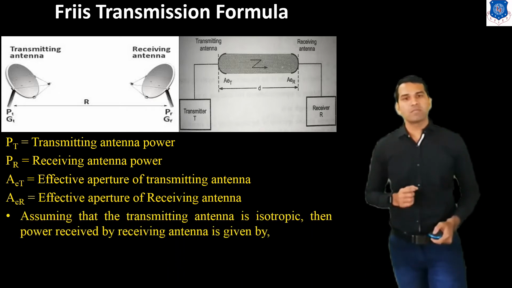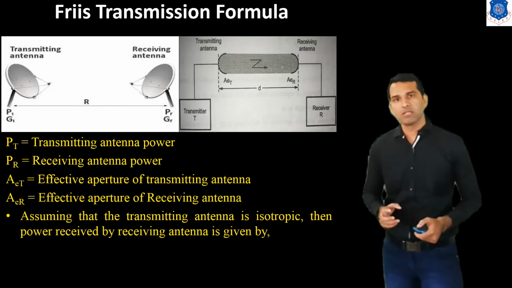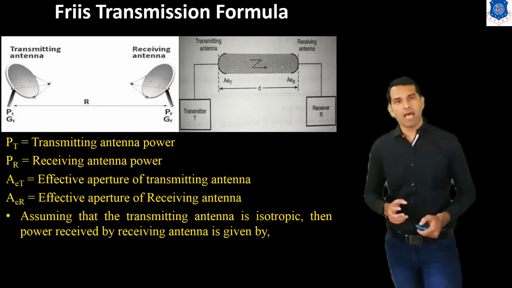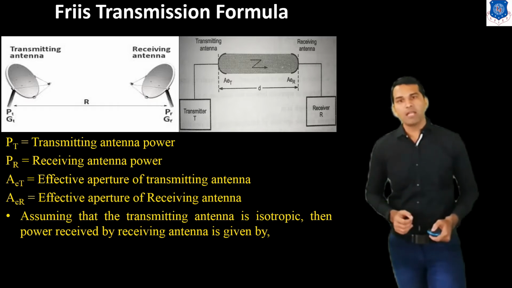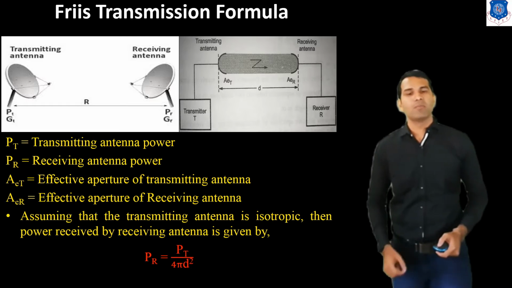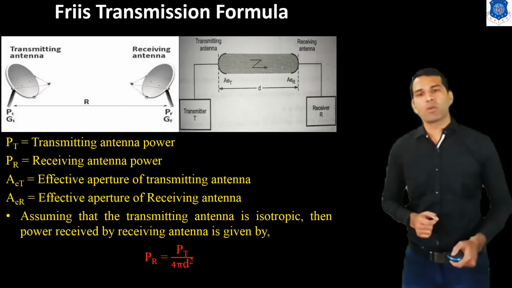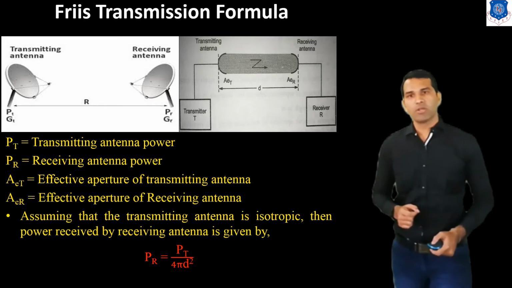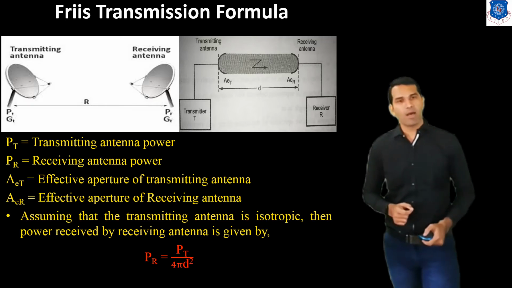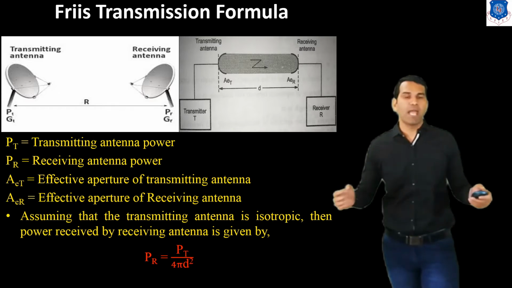Assuming that the transmitting antenna is isotropic. So now here we consider this transmitting antenna is the isotropic antenna. Then the power density at the receiving antenna is given by PR is equal to PT upon 4 pi d square. Here PT is the transmitting antenna power, and d is the distance between the transmitting and the receiving antenna.